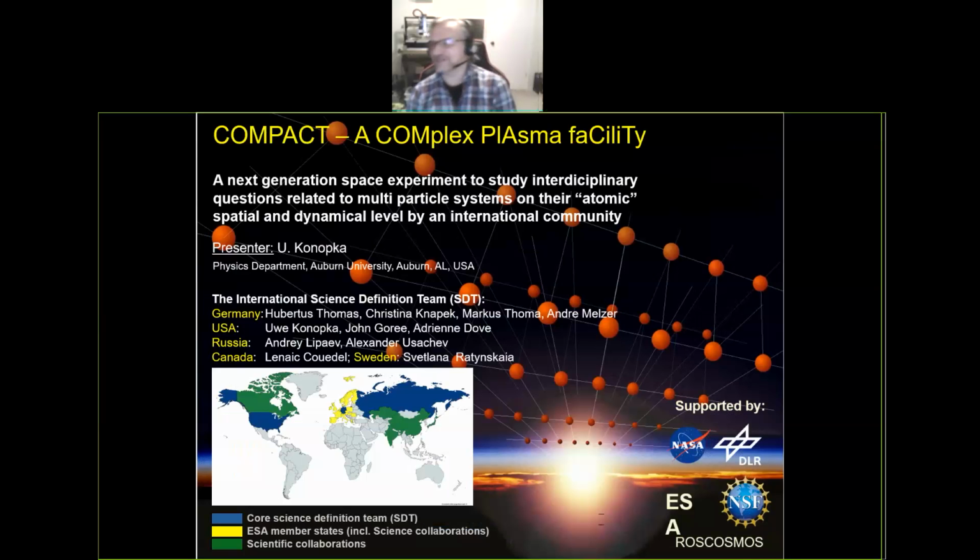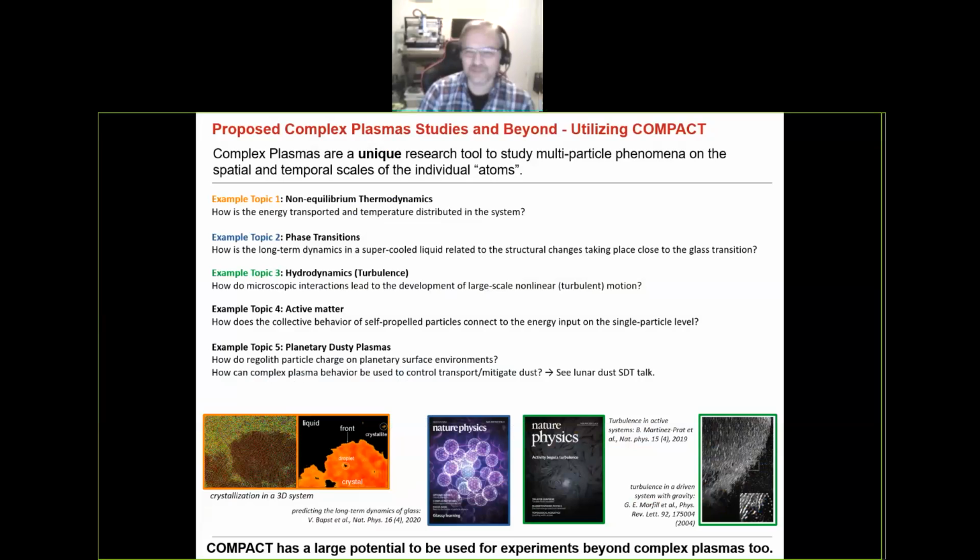Okay, so next slide. What do we want to do? The main point is that complex plasma is a unique research tool for multi-particle phenomena, because you can go down to the individual particle level and get the full distribution function, and that's for billions of particles practically. The pool of potential research is huge. I just gave a couple of example topics here, which can be studied and which are pretty pressing topics, and which are pretty high on our list so far.